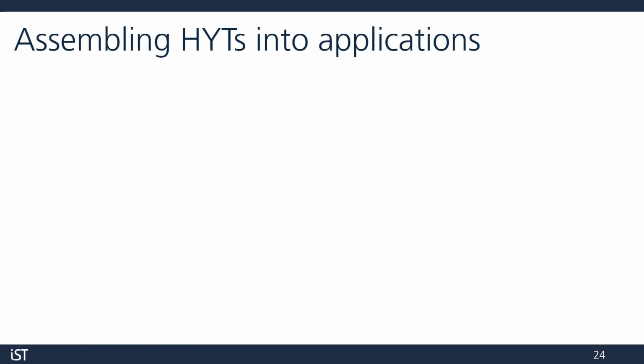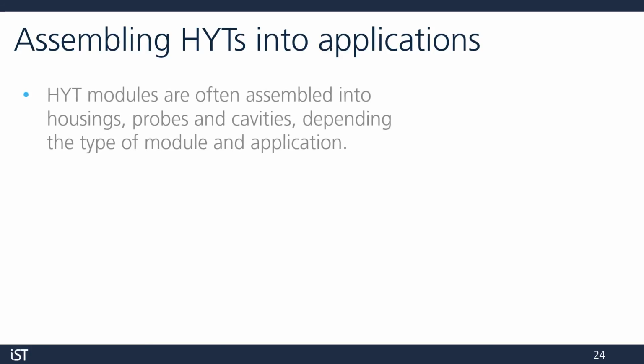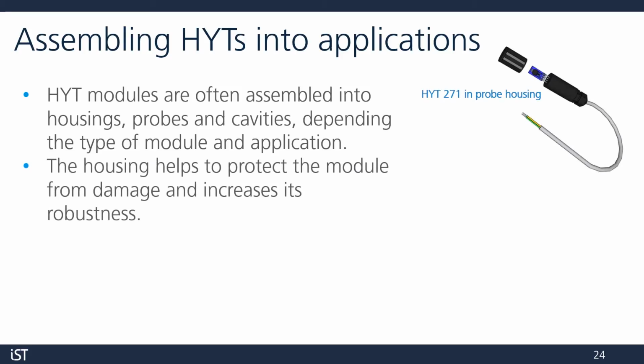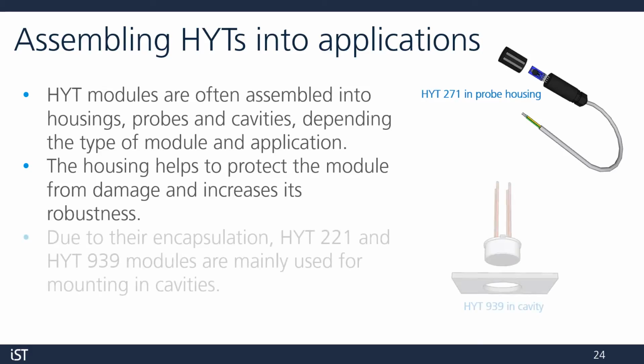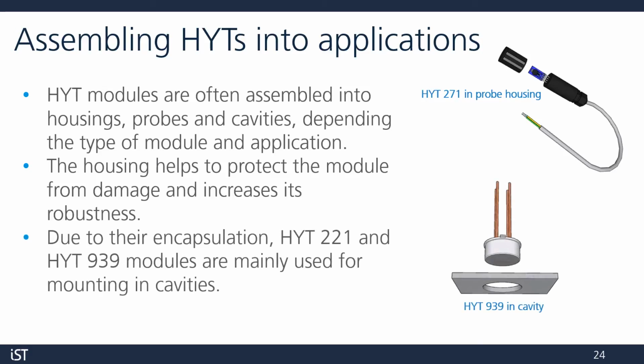Just a quick note on working the HYTs into assemblies. HYT modules are often assembled into housings, probes, and cavities, depending on the module chosen and the application. The housing helps to protect the module from damage and increase robustness. Since they have a round encapsulation, the HYT-221 and 939 are generally mounted in cavities.